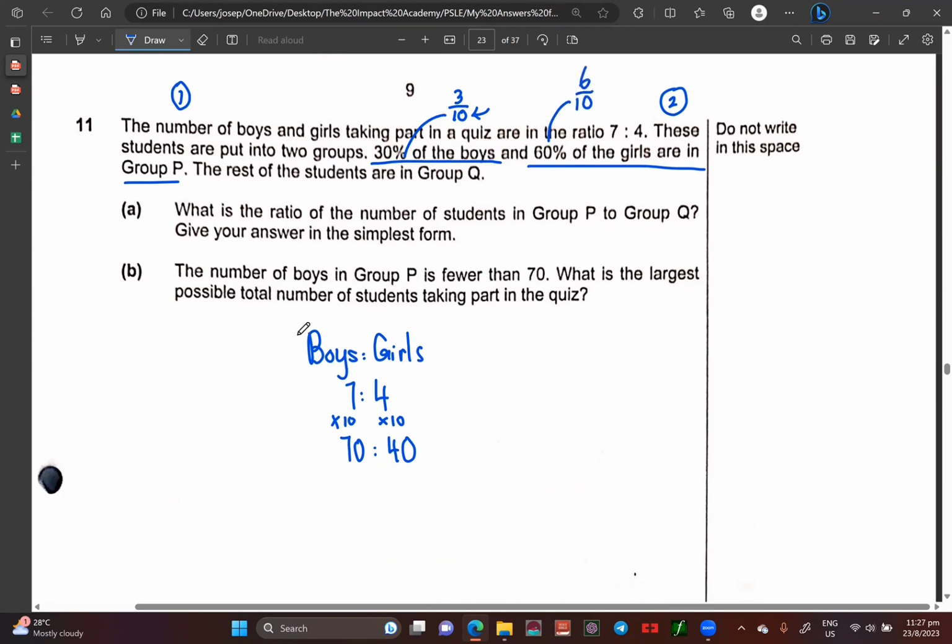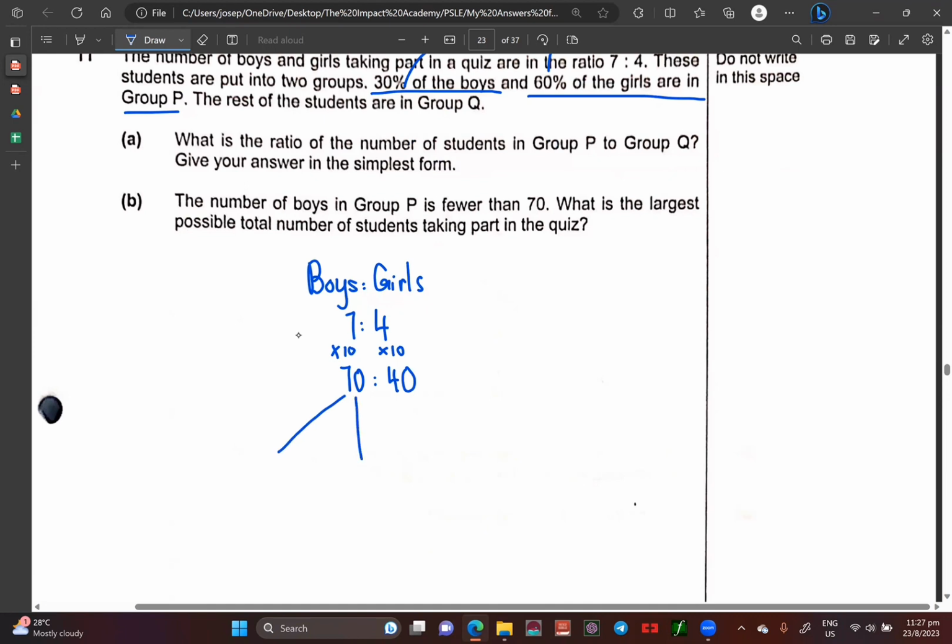Now, what I want to do, same thing, I'm going to split this up. I'm going to say that I have two groups, P and Q. And I have two groups as well, P and Q. For P itself, the first one is 30%, so 3/10 times 70. What happens is that I will get 21. Okay, 21 students in group P.